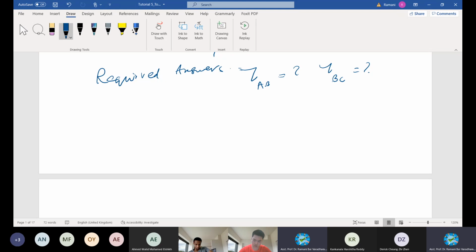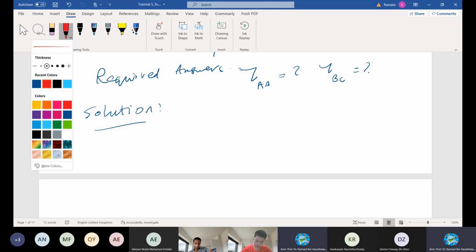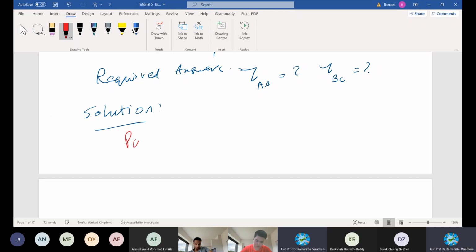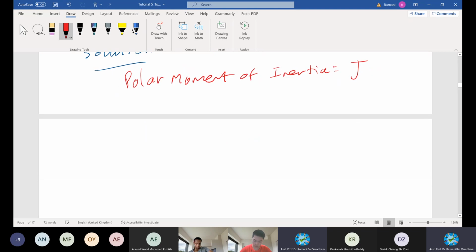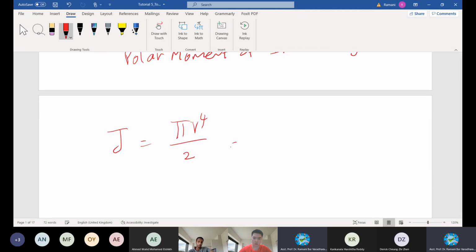Let me find the polar moment of inertia first, because it is common for all, right? The polar moment of inertia is the same for all this section, so I can calculate conveniently using the formula: pi r power 4 by 2. Remember, simple things you need to remember.